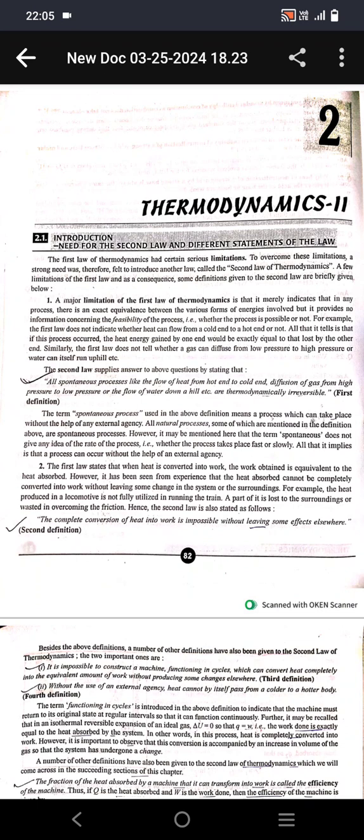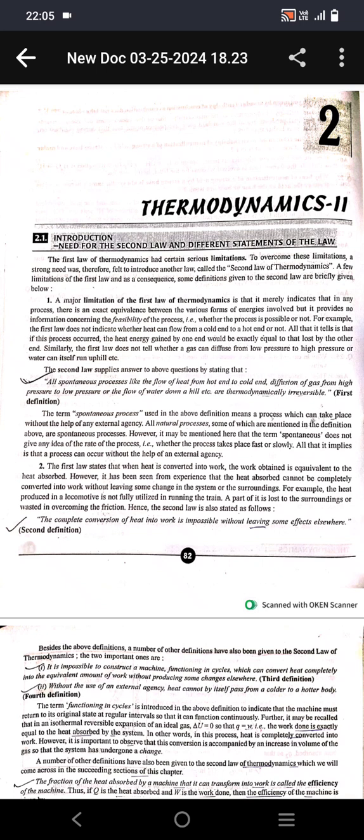The second law supplies the answer to the above questions by stating that all spontaneous processes, like the flow of heat from hot end to cold end, diffusion of gas from high pressure to low pressure, or the flow of water down a hill, etc., are thermodynamically irreversible. The term spontaneous process used in the above definition means a process which can take place without the help of any external agency. All natural processes, some of which are mentioned in the definition above, are spontaneous processes.